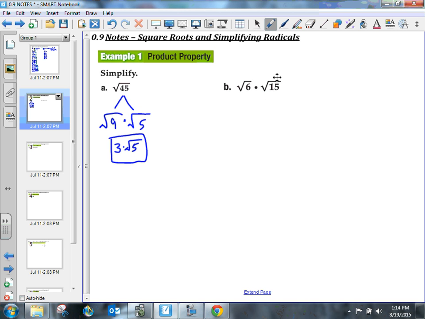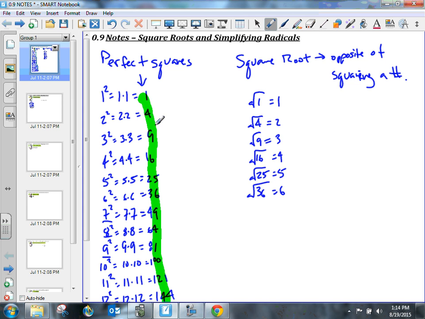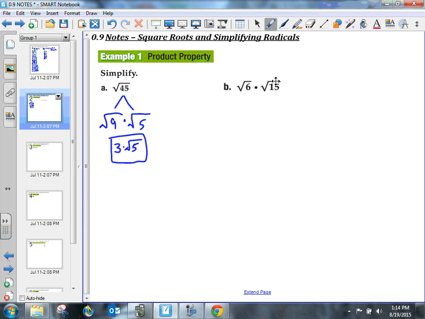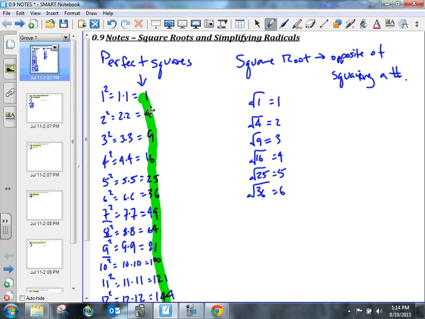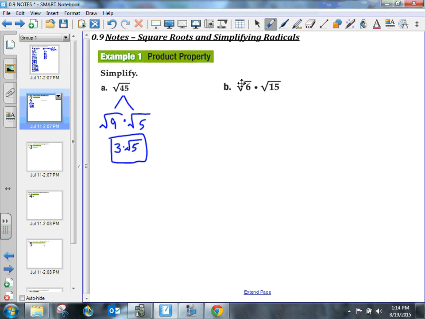Well, 6 and 15 are not perfect squares, so I can't readily take the square root of these numbers. But the square root of 6, are there any perfect squares that divide into 6? I know 1 is, but 4 and 9 don't work, so it doesn't have any. Let's look at the square root of 15. Does that have anything? 4 doesn't divide into it, neither does 9, so that doesn't work. But what I am doing is multiplying these two together. 6 times 15 actually gives me 90, so I get the square root of 90. If I'm multiplying radicals, I just multiply the numbers underneath and keep the radical.